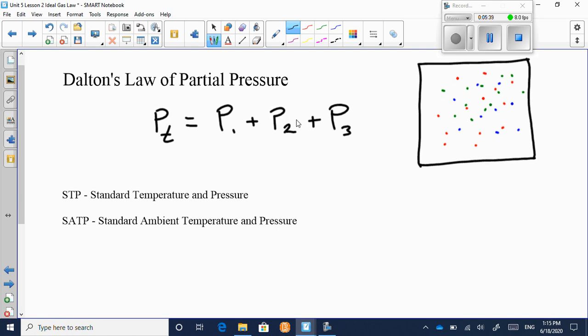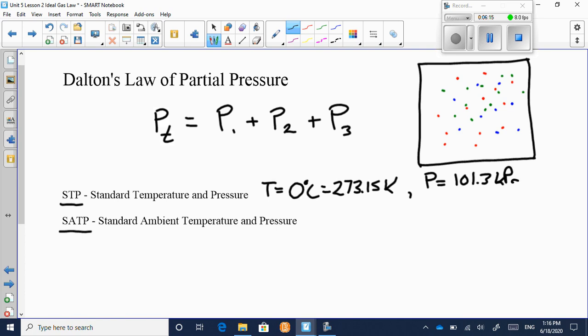The other thing I wanted to cover is that there are two conditions: one is called STP and one is called SATP. STP is standard temperature and pressure, and they tend to use it a lot in questions. If they ever quote that, you know that it's 0 degrees Celsius, which is equal to 273.15 Kelvin. Also, you know the pressure is 101.3 kPa, which is 1 atm.